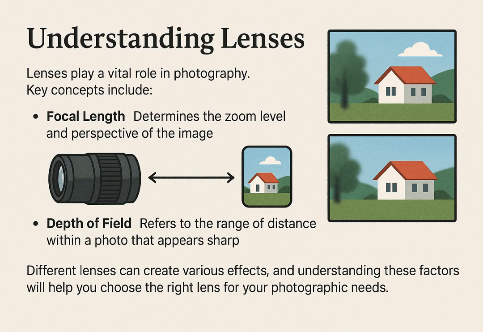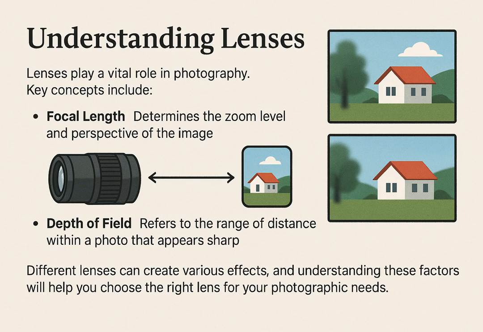Lenses are crucial in photography as they directly affect how your images are captured. First, let's talk about focal length. This measurement, usually in millimeters, determines how zoomed in or out your image appears. For example, a 24mm lens is great for landscapes, capturing wide scenes, while a 200mm lens is ideal for wildlife photography, allowing you to zoom in on distant subjects.